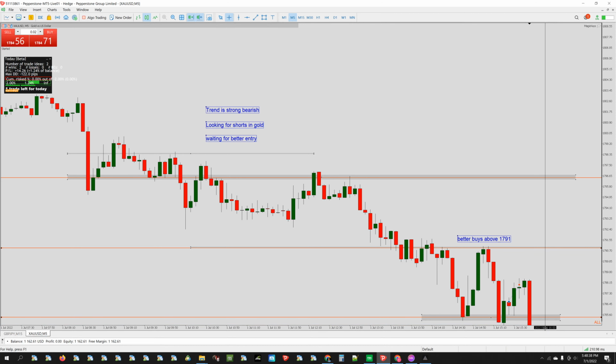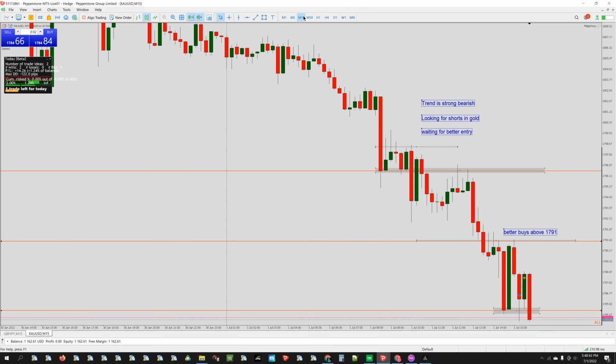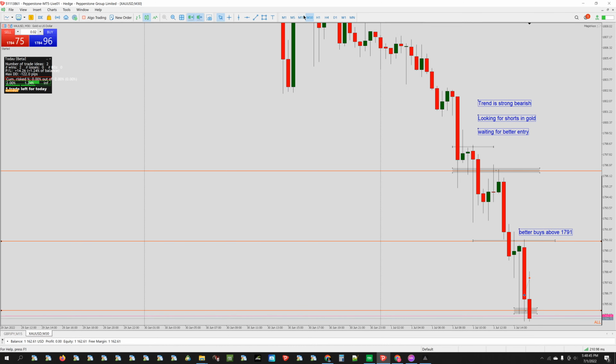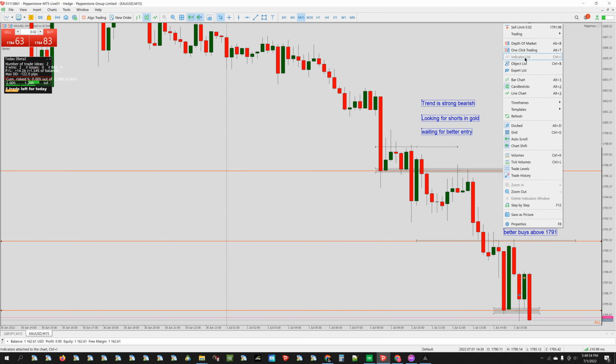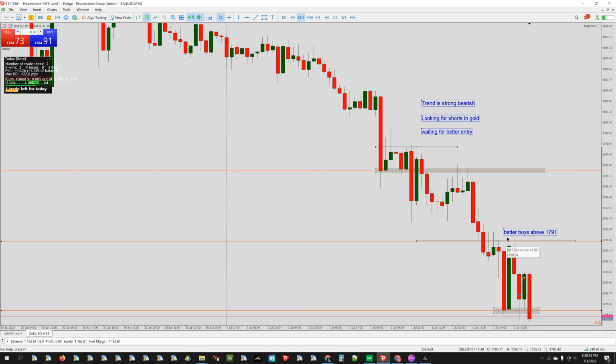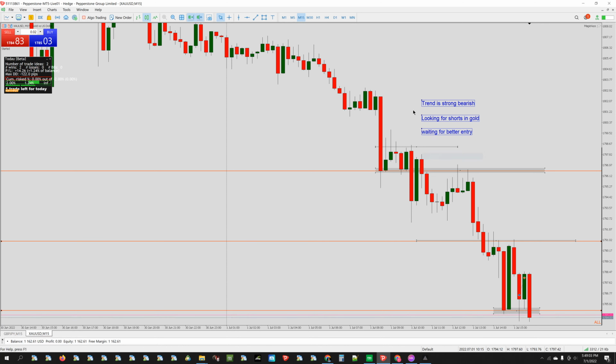So we are breaking below the 1784 area and prices can keep continuing moving down. At this point, the whole idea for buys is now over. Just delete everything related to buys at this point. I was anticipating that a buy move may appear today, but that didn't appear. We are still waiting for a better entry.